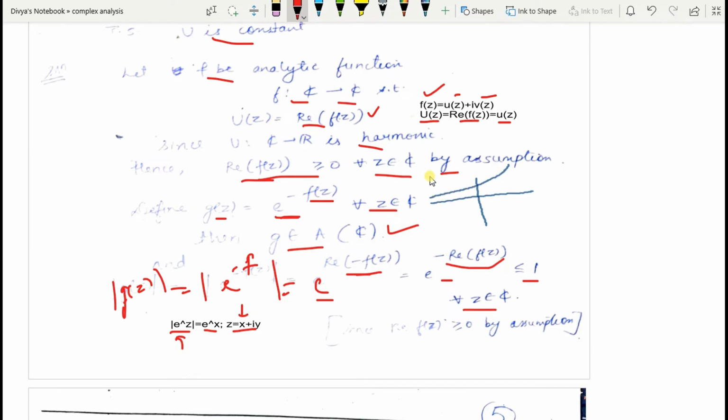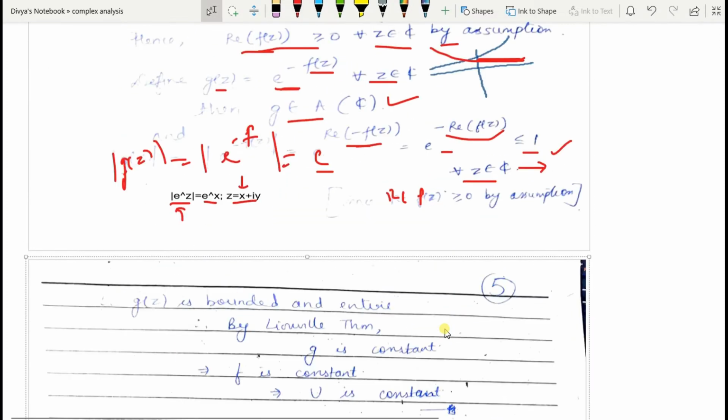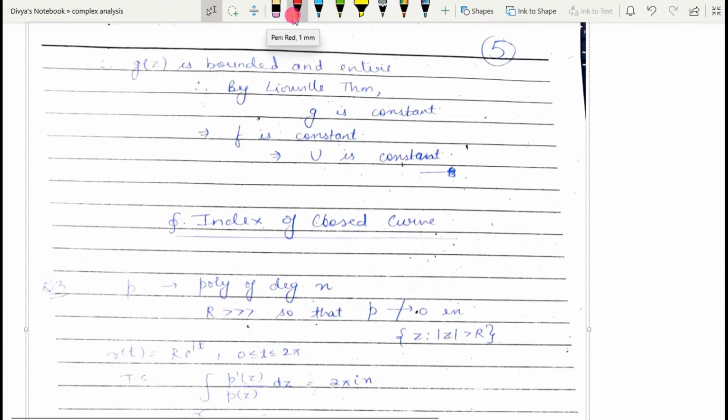So for values greater than or equal to 0, this was the curve of e to the power z, and e to the power minus z would be this, right. So when the exponent's argument is greater than or equal to 0, this exponential function is less than or equal to 1, right. So therefore what we have is that modulus of g(z) is less than or equal to 1 for all z belonging to C, since real part of f(z) is greater than or equal to 0. Now what we have from here is that g is a bounded function and an entire function.